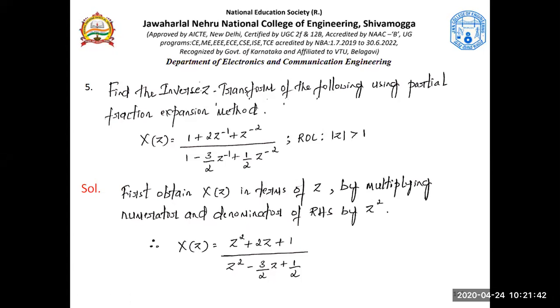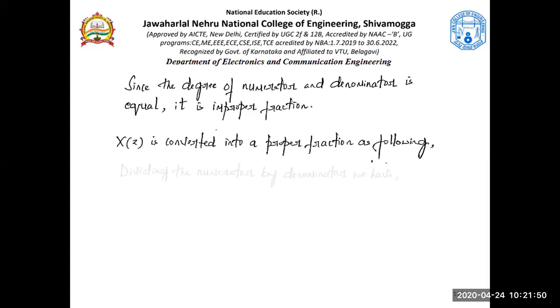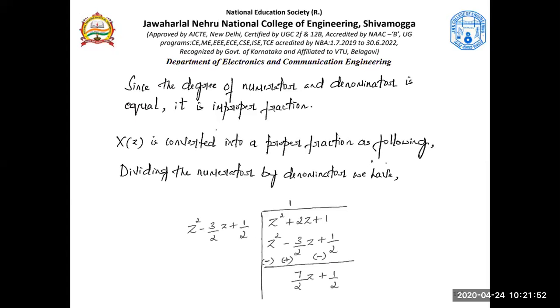So again, we have to follow the same procedure to get the proper fraction first. Can we do that by dividing the numerator by the denominator? This is the denominator term, this is the numerator term. Both have got the same order. So that's why I multiply by 1, so that I can get rid of the square term. The z square and z square here will vanish.